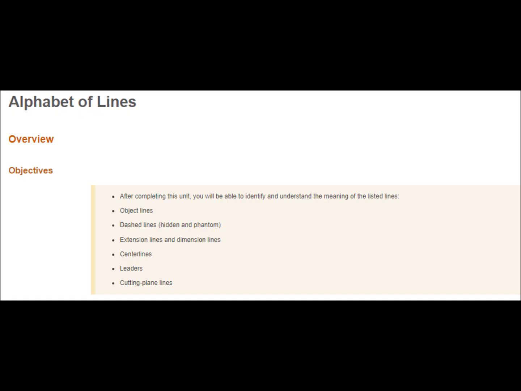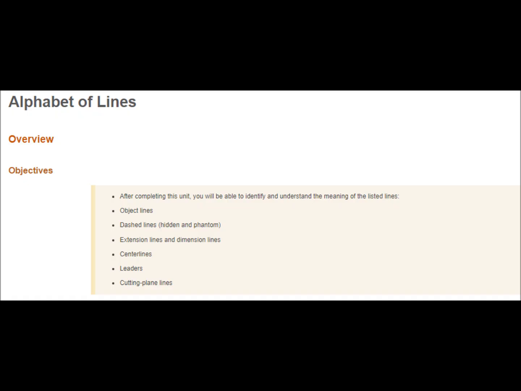Alphabet of lines. After completing this unit, you will be able to identify and understand the meaning of the listed lines. Object lines. Dashed lines, hidden and phantom. Extension lines and dimension lines. Center lines. Leaders. Cutting plane lines.